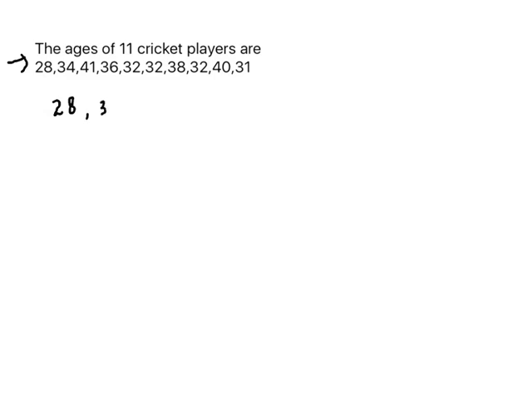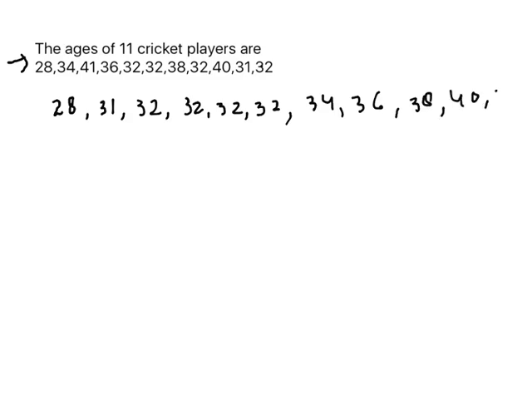So here it is 28, 31, 32, where 32 occurs 2, 3 and 4 times. Then we have 34 1 time, 36, 38, 40 and then 41. So here clearly we can see 32 occurs the maximum number of times. So it means the mode of the ages of 11 players is 32 years. So this is the way we find the mode of any given data.